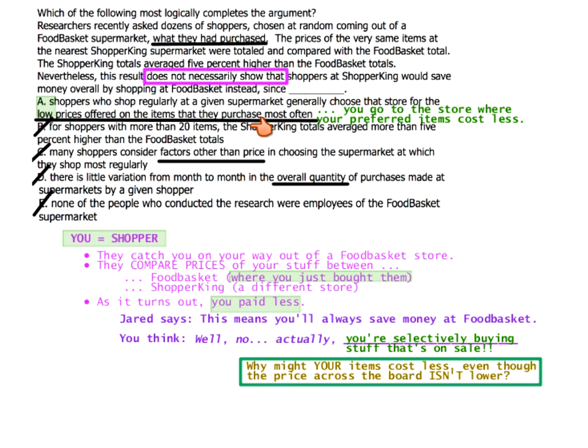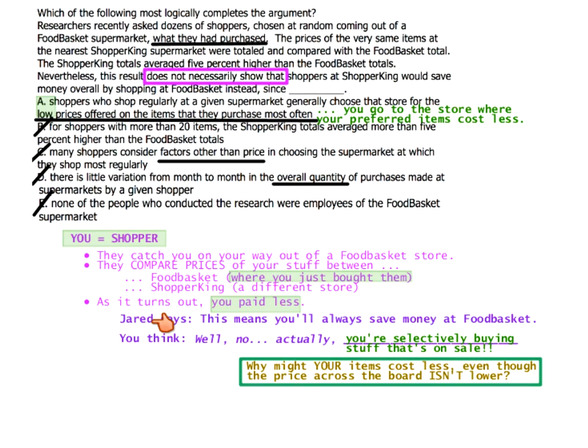All right. Let's look at another one. What was the problem with B again? The problem with B again was two problems. The first problem is it goes totally the wrong way. Because remember, you are trying to make the case that Shopper King is not actually a savings across the board. And B makes it look like it is. Like, B takes Jared's point and just makes it even stronger, which is the opposite of what you want to do.